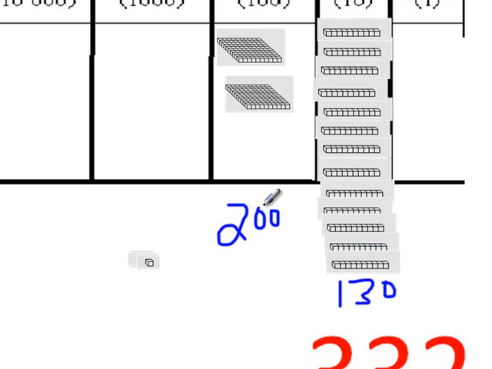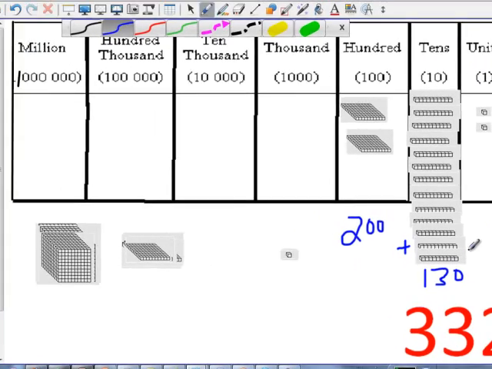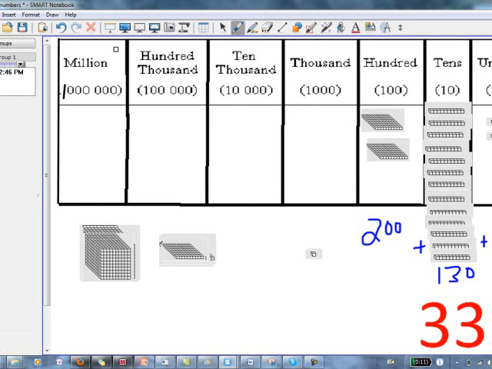So if we have 200 plus 130, that would be 330. So we need 2 more to go. So we would have to add 2 into this column. And it would be 200 plus 130 plus 2, which would equal 332.